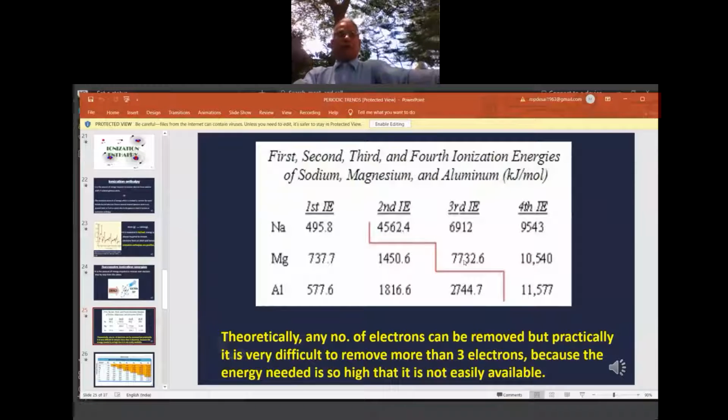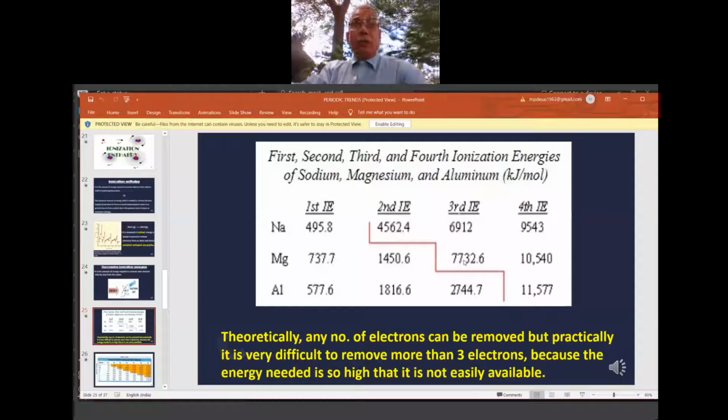For magnesium, the best is what? 2. Why? Because magnesium's electronic configuration is what? It is 2, 8, 2. If it loses 2 electrons, it becomes a stable noble gas configuration. So happy. So up to 2 allowed. That's why I have drawn one red line. Okay. Up to that it is allowed. For sodium, only 1 is allowed. For the magnesium, 2 are allowed.